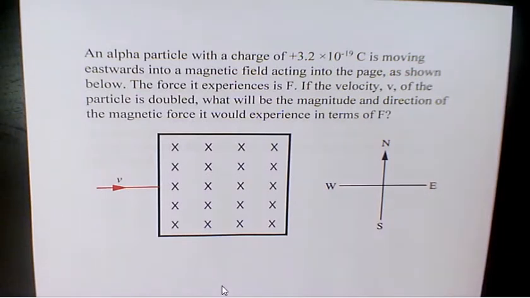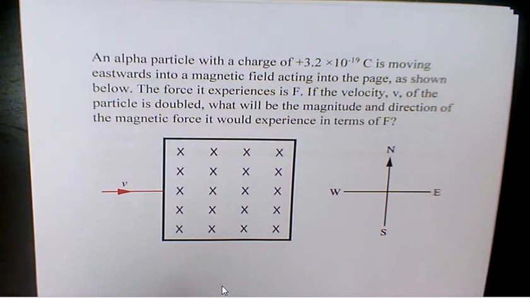An alpha particle with a charge of 3.2 times 10 to the power of negative 19 coulomb is moving eastward into a magnetic field acting into the page, as shown below. The force it experiences is F. If the velocity v of the particle is doubled, what will be the magnitude and direction of the magnetic force it would experience in terms of F?